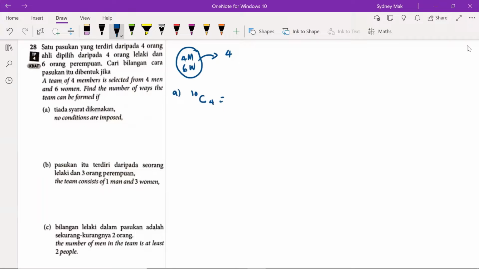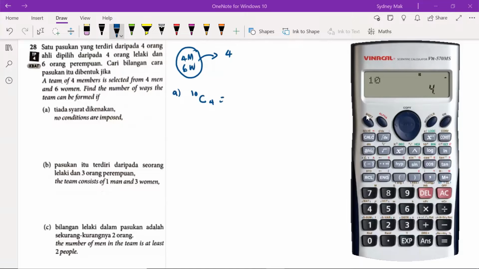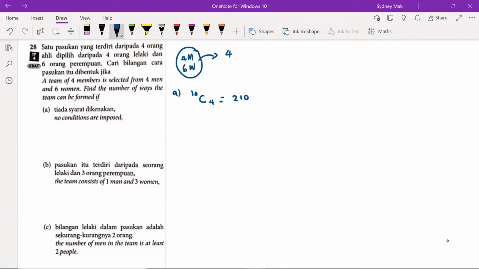So 10C4. 210 ways to make our selection.